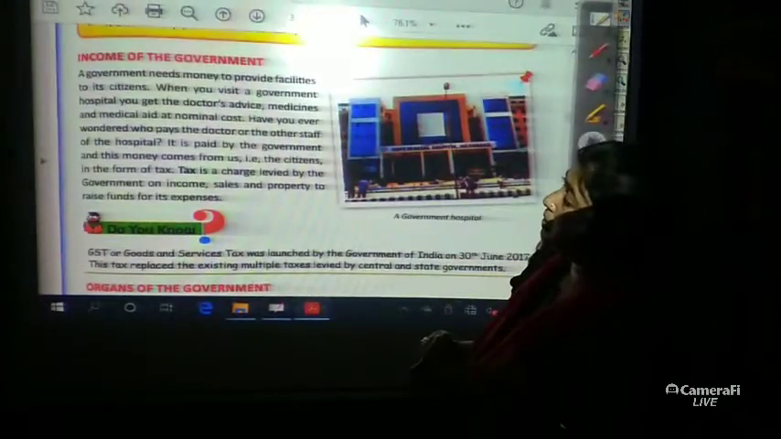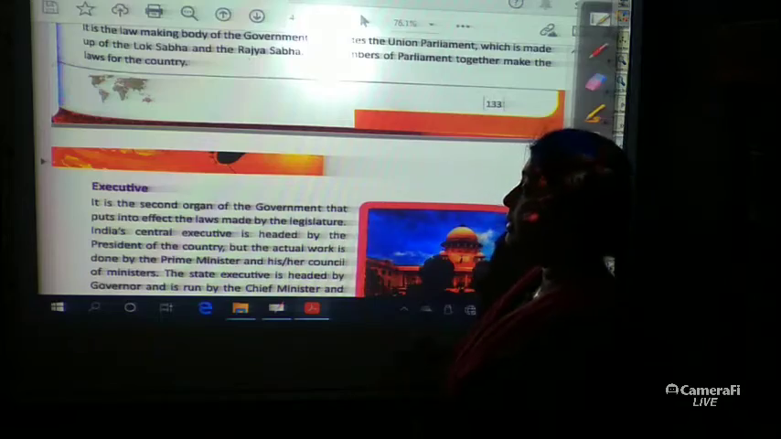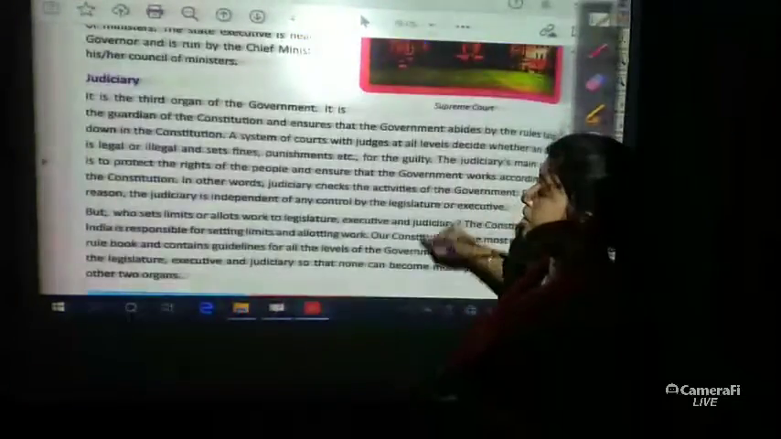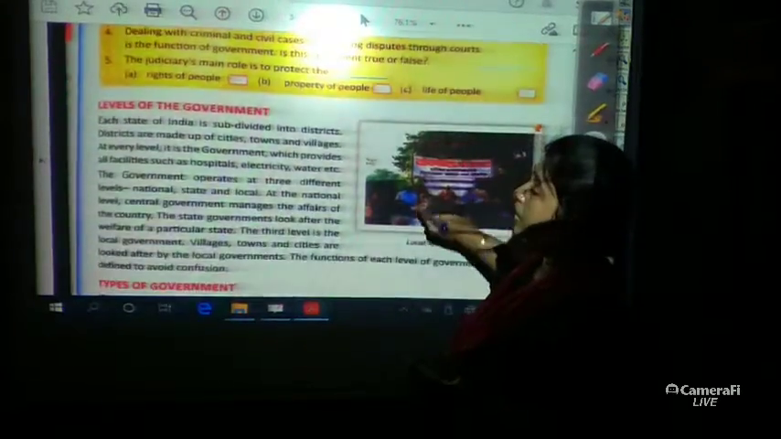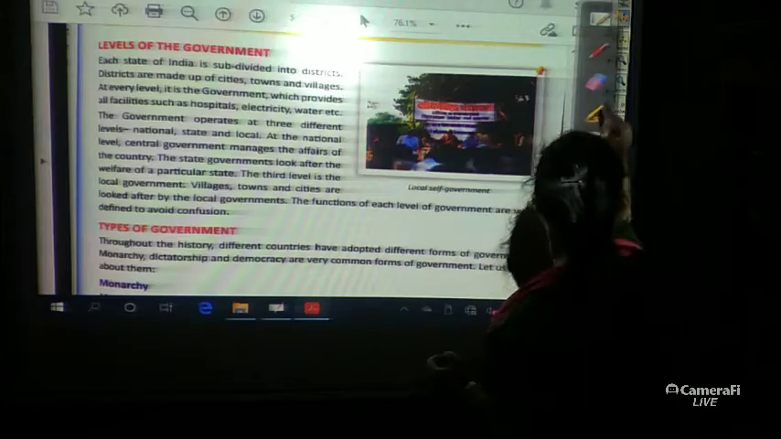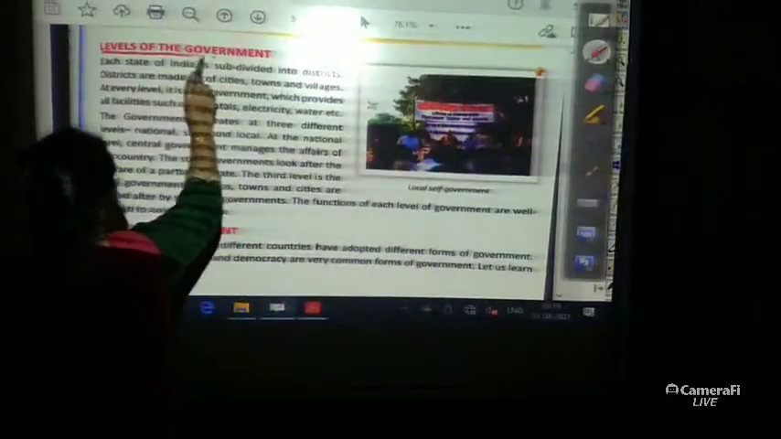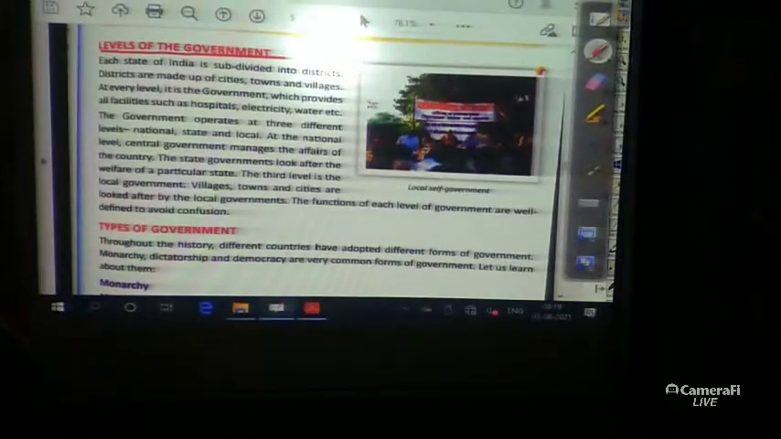We have also discussed the income of the government, and the organs of the government: the legislature, executive and judiciary. Now today I am going to discuss with you this very vital part, that is the levels of the government.